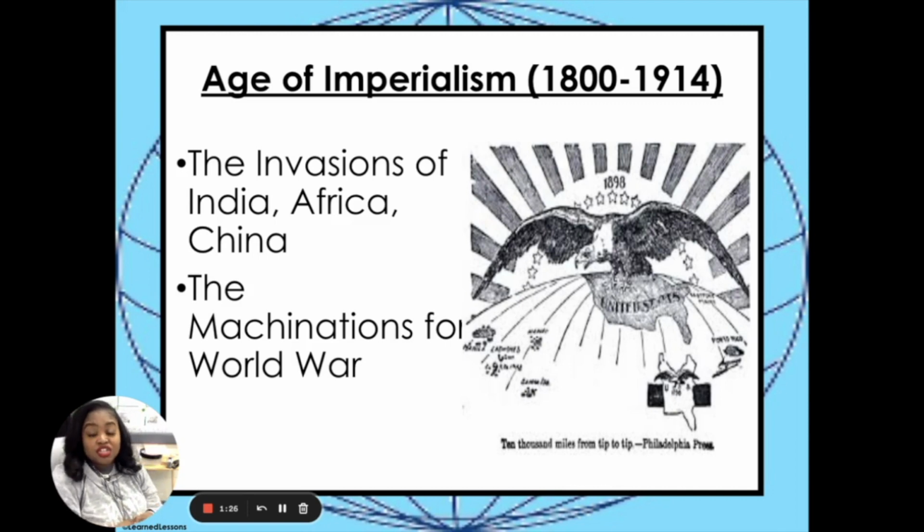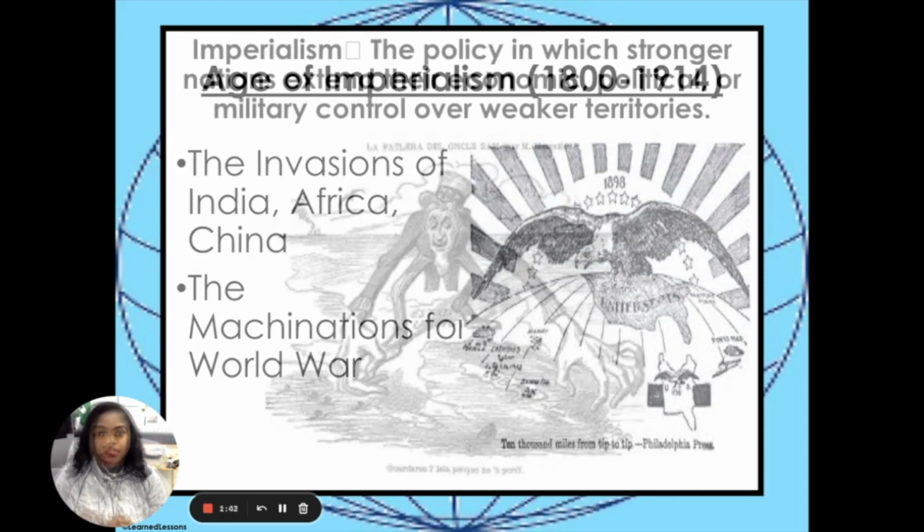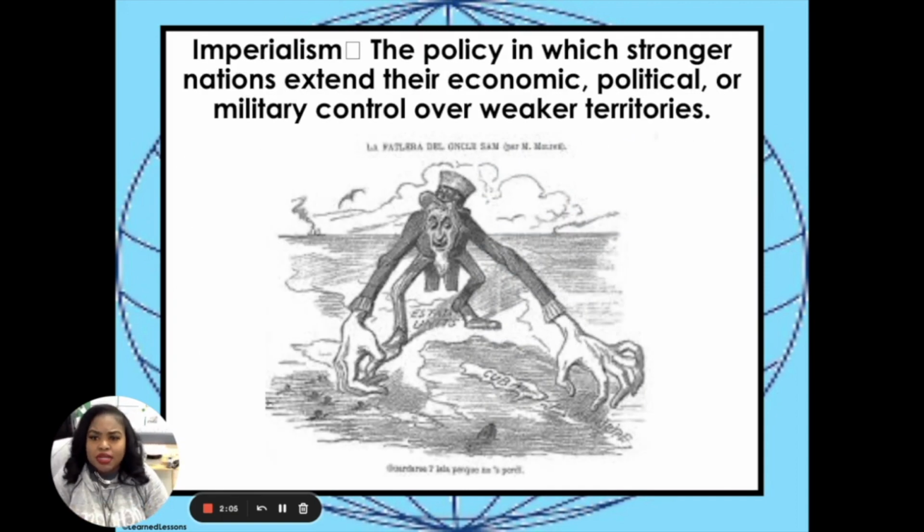All right, so we're discussing the age of imperialism, which is from the year 1800 until 1914. It encompasses the invasions of India, Africa, and China, and is a major component of World War I. You're probably wondering, what is imperialism? Imperialism is the policy in which a stronger nation extends their economic, political, or military control over a weaker or smaller nation.